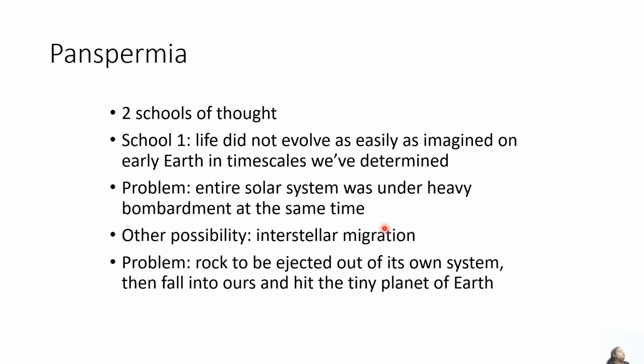There are basically two schools of thought regarding this. One group of people thinks that life did not evolve as easily as imagined on early Earth in the time scales we have determined. The problem is the entire solar system was under heavy bombardment at the same time. The other possibility is interstellar migration. The problem with this is that rock has to be ejected out of its own system, then fall into ours and hit the tiny planet of Earth.